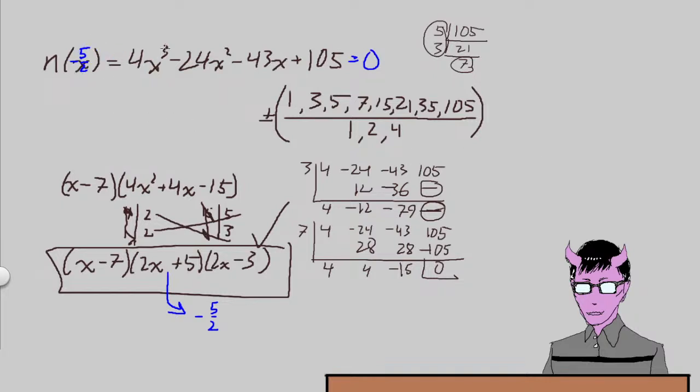So what is negative 5 halves cubed? It's negative 125. Oh, maybe that was too ambitious. Over 8. And what's this one squared? It's positive 25 over 4. That's still a 5, negative 5 over 2. Everything else is just copy paste.